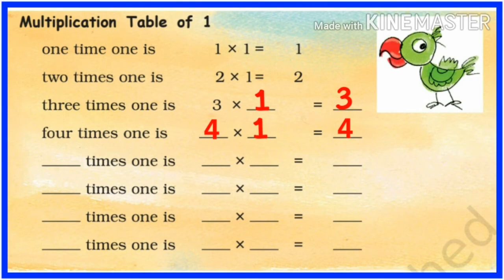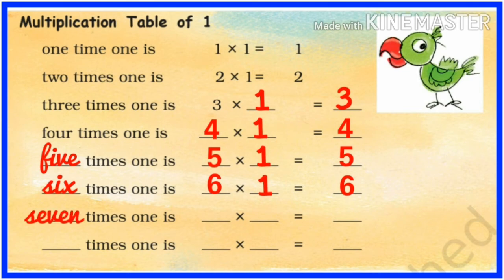5 times 1, here 5 will be there. So 5 times 1 is 5 into 1. We will write 5 into 1 and 5 ones is 5. Next, 6 times 1 is 6 multiplied by 1 is equal to 6. Similarly, 7 times 1 is 7 multiplied by 1 is equal to 7. Similarly, 8 times 1 is 8 multiplied by 1 is equal to 8.